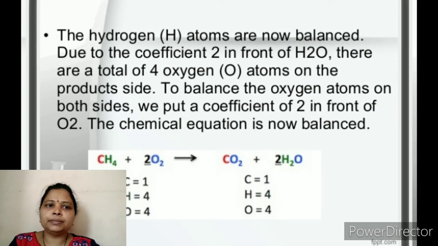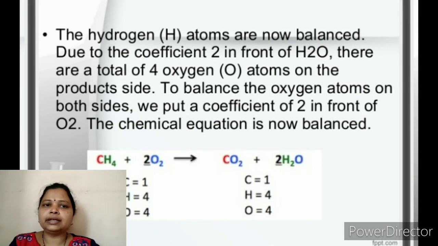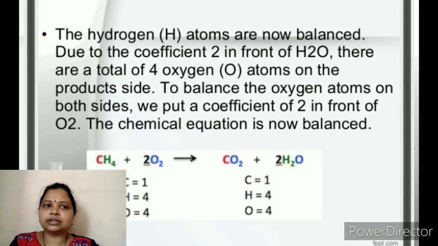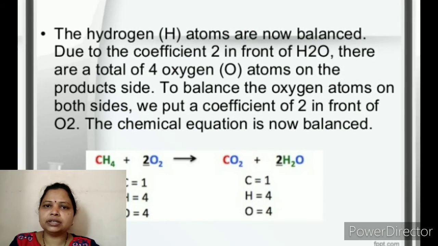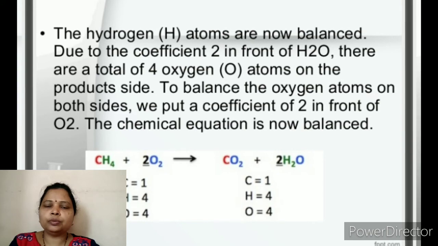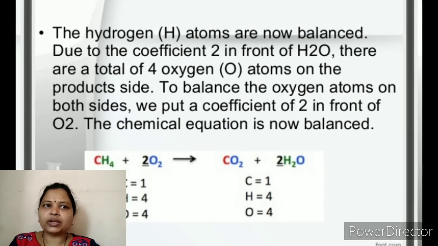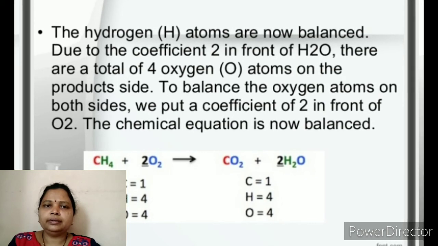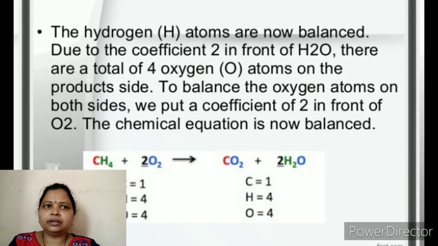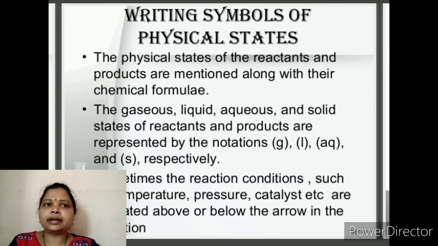Coefficient 2. So there are 4 oxygen in the reactant, and the new chemical equation is now balanced. That is, the equation is methane CH4 plus twice O2. It gives the carbon dioxide and twice H2O. Then balance the equation. These are the steps to balance the equation. Then writing symbols of the physical state.